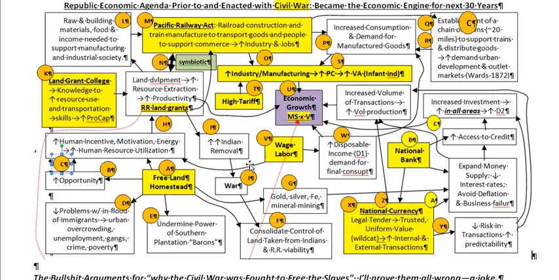You need it to increase human incentive, motivation, and energy, and maximize your utilization of your human resources. And you need wage labor to create disposable income so that people have money to buy things. That's D1, demand for final consumption, and that's going to drive increased consumption demand for manufactured goods. You have a manufacturing-based economy, industrial machine production, producing a lot of goods. Well, you have to have people who are going to buy this, otherwise this all breaks down.